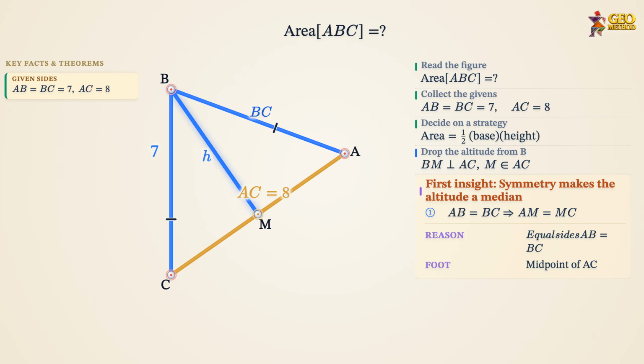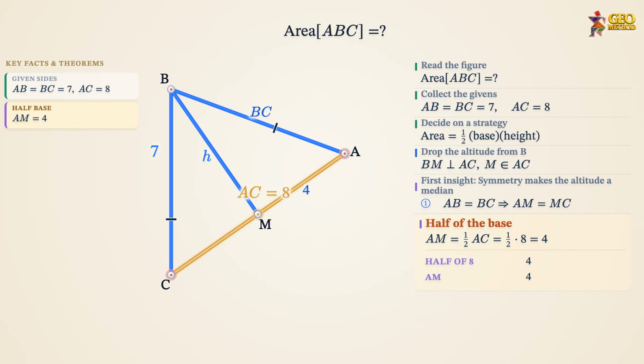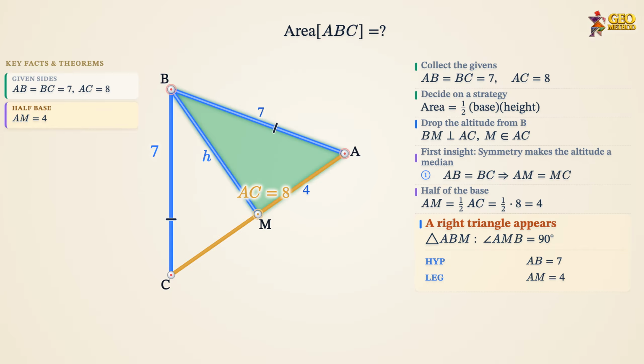Our first insight is this. Symmetry makes the altitude a median. Half of the base 8 is 4, so the segment AM is 4. That length becomes one leg of the small right triangle carved out by the altitude. Look at the green triangle, ABM. Because the altitude is perpendicular to the base, its right angle sits at M, its hypotenuse segment AB is 7, and one leg segment AM is 4. The other leg is the height segment BM we are hunting for.